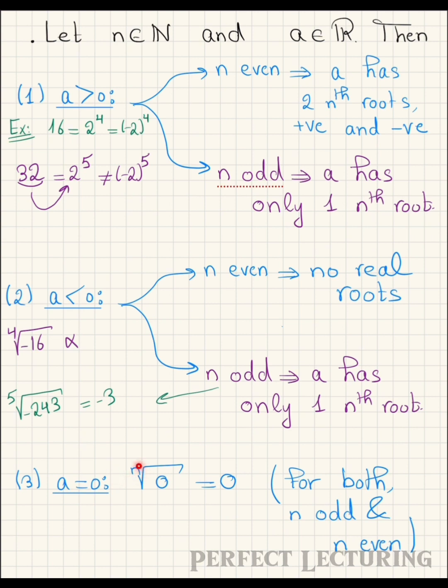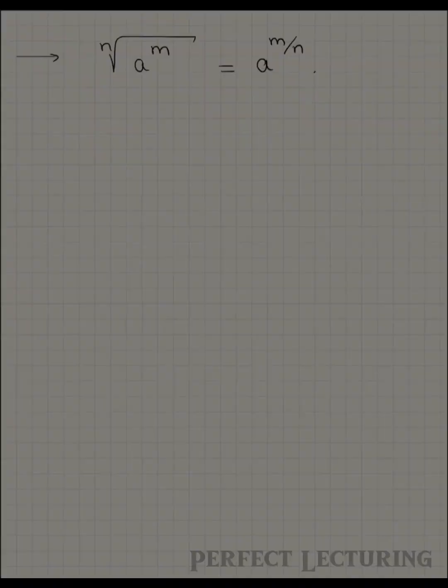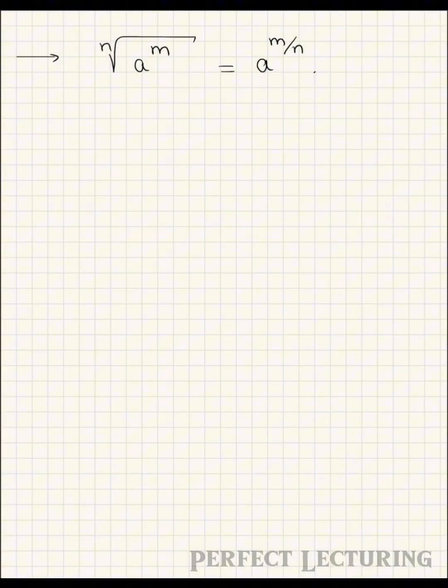Finally, if a is 0, of course, no matter what n is, whether it's odd or even, the nth root of 0 is always equal to 0. One last thing I want to say here in this video is how to convert from a radical expression to an exponent expression. So the nth root of a to the power of m is equal to a to the power of m over n. So for example, if I have the fourth root of 2 to the power of 3, we can write it as 2 to the power of 3 over 4.